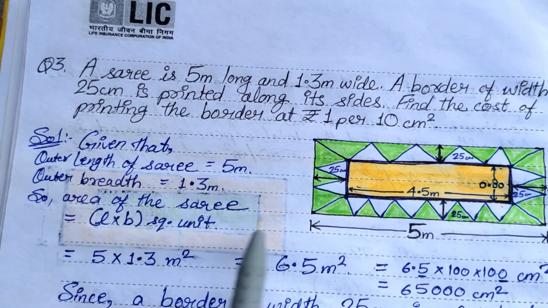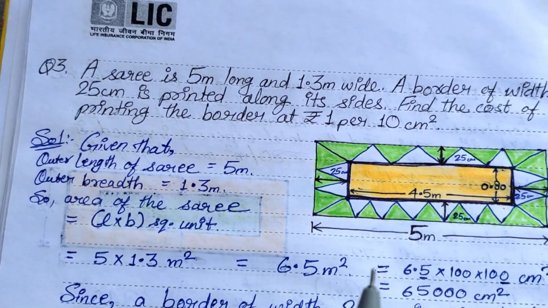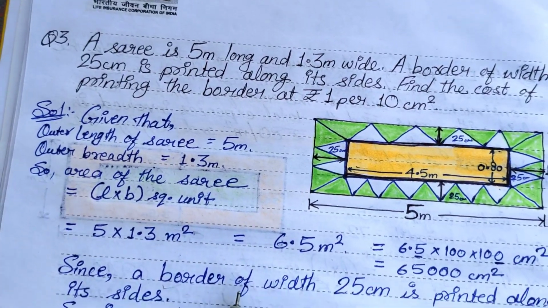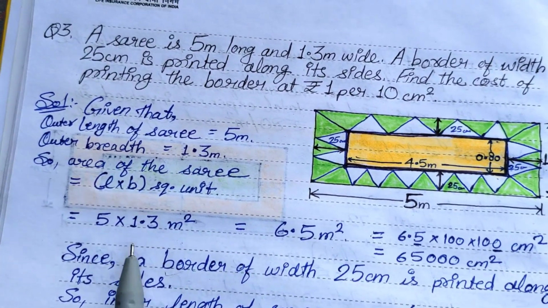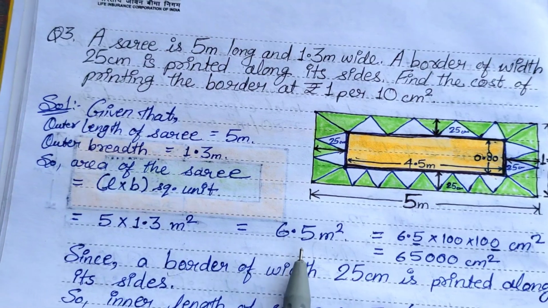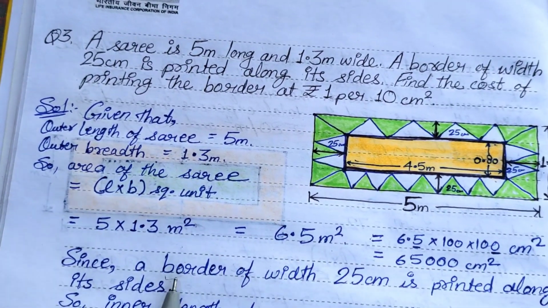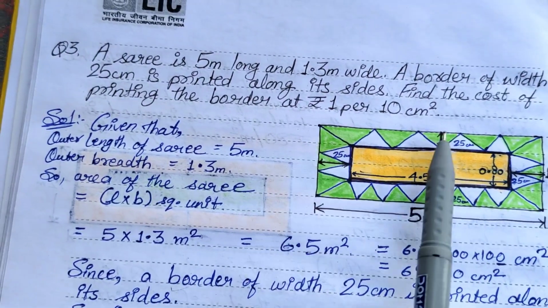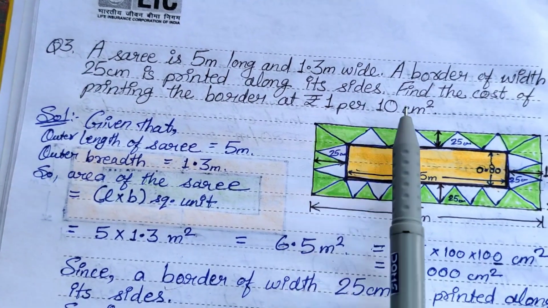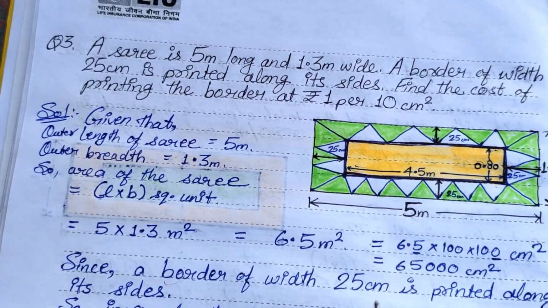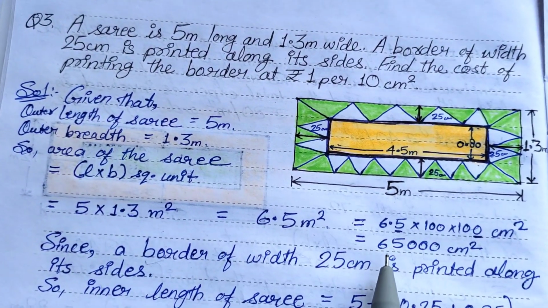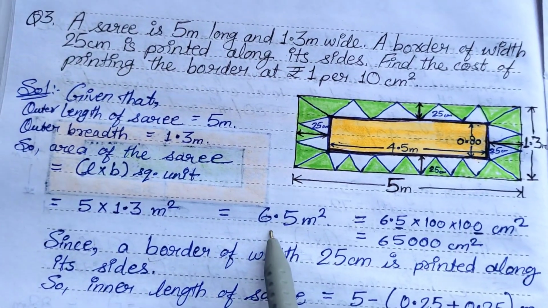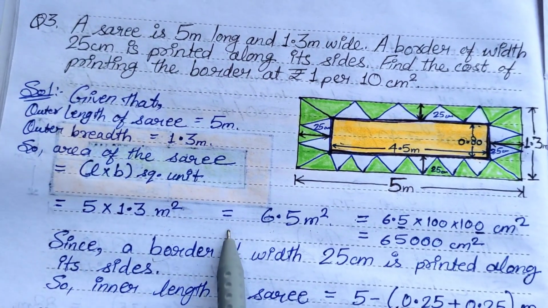Given that, what is given? Outer length of sari 5 meter, outer breadth 1.3 meter. So total area of the sari, or say outer area of the sari, is length into breadth, that is 5 into 1.3 meter, we have 6.5 meter square. Now convert it into centimeter, because we have to find the total cost, but the rate is given per 10 centimeter square. So convert it into centimeter. You have to multiply it with 100 into 100, because this is meter square. Meter into meter, we know that 1 meter equal to 100 centimeter.